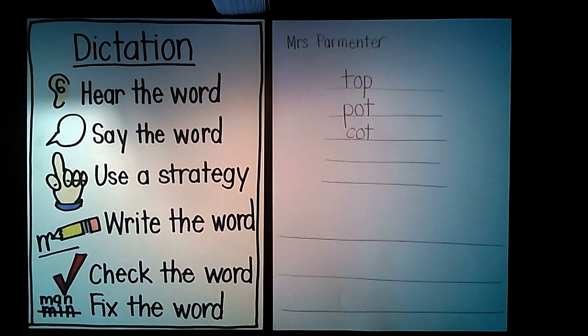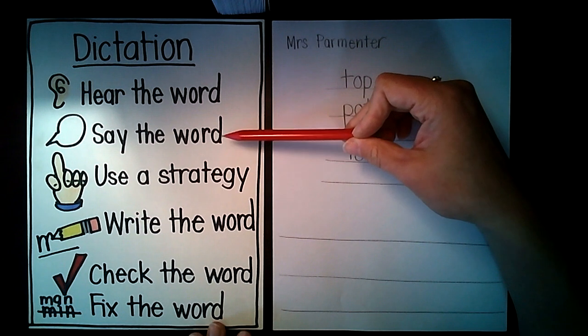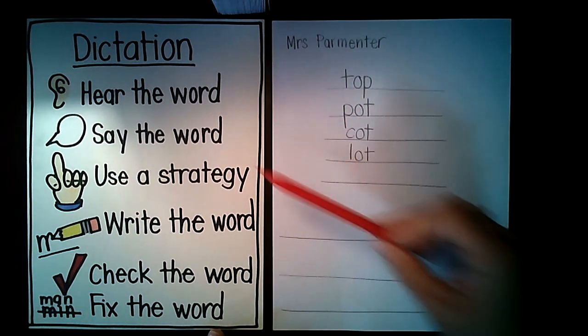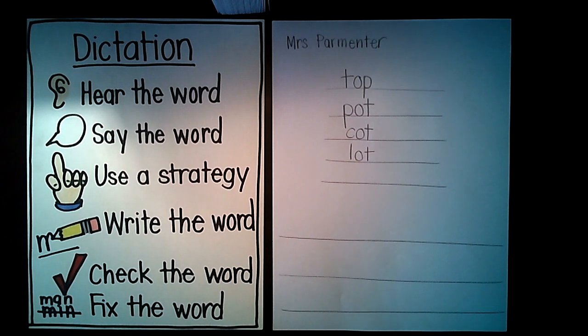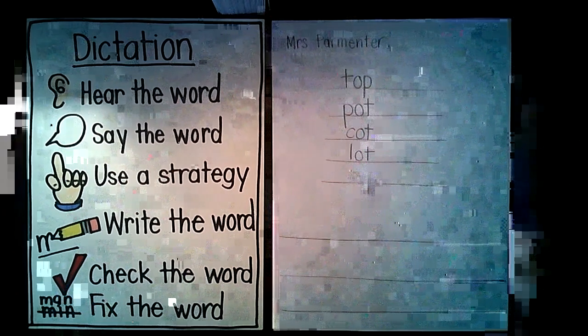The next word is the word lot. Say it with me. Lot. Now use a strategy that you have and write the word. Check your word. Our last word in our list of 5 is the word cop. Oh, sorry, I forgot to go ahead and do the dictation routine. Say the word cop. Use your strategy. Now write the word cop. Check your word.